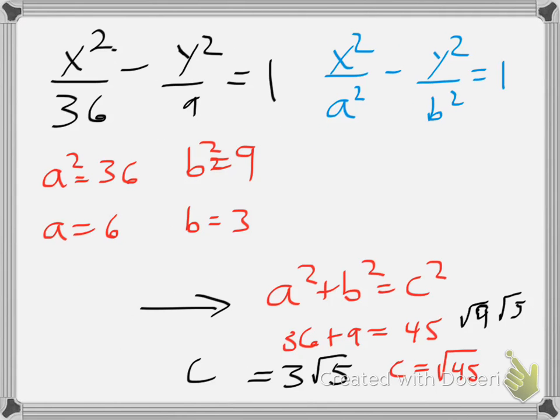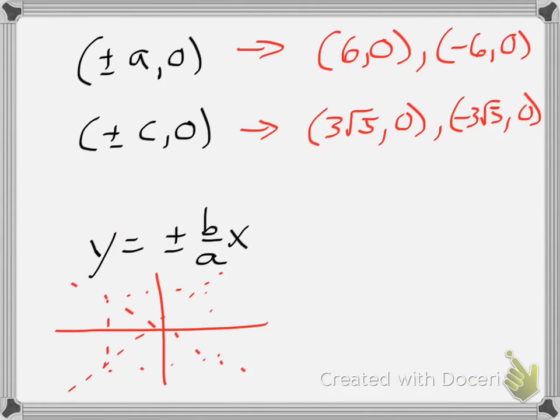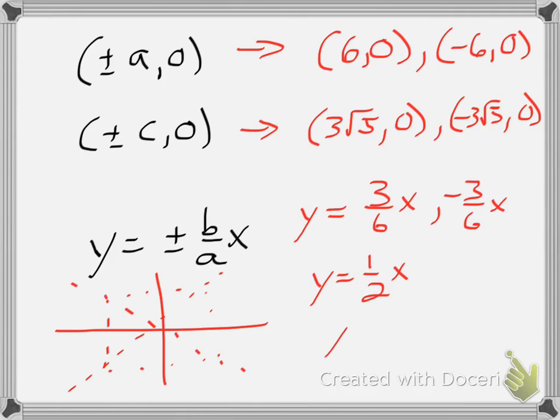So again, with b defined as 3, a is 6, we have the two possible equations of y equals 3 over 6x and negative 3 over 6x, which means if we simplify, there'll be y equals 1/2 x and y equals negative 1/2 x. So now we've defined the vertices, foci, and the equations for the asymptotes, which would help us to graph this hyperbola.